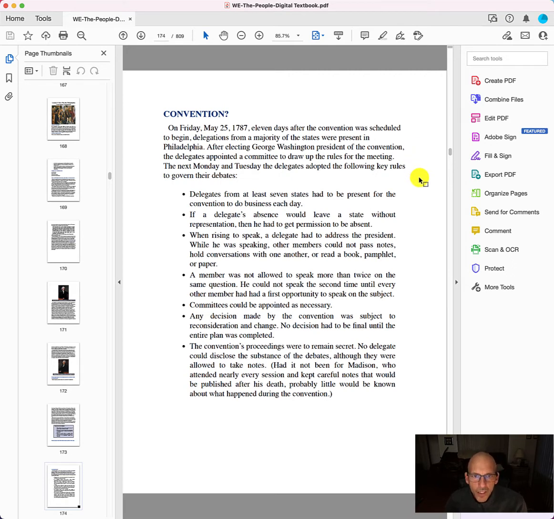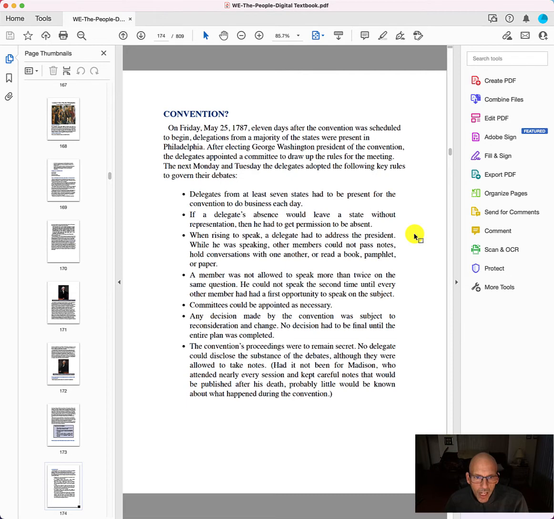Delegates from at least 7 states had to be present for the convention to do business each day. If a delegate's absence would leave a state without representation, then he had to get permission to be absent. When rising to speak, a delegate had to address the president while he was speaking. Other members could not pass notes, hold conversations with one another, or read a book, pamphlet, or paper.